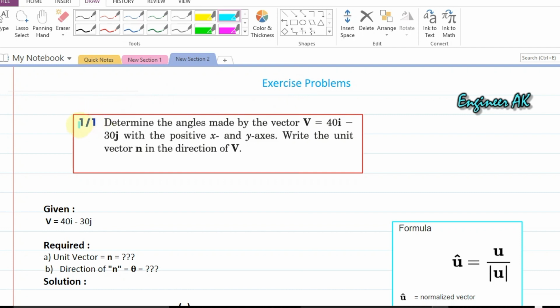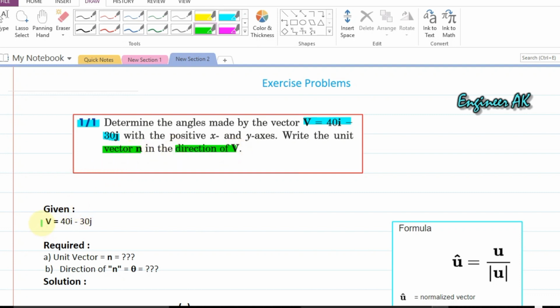So here it's the first numerical problem, and it says to determine the angle made by the vector. We are given a vector 40i minus 30j, where i is the unit vector in the x direction and j is the unit vector in the y direction. With the positive x and y axis, we have to find the angle, the unit vector, and the direction of v.